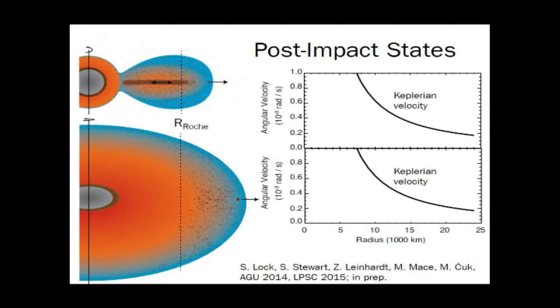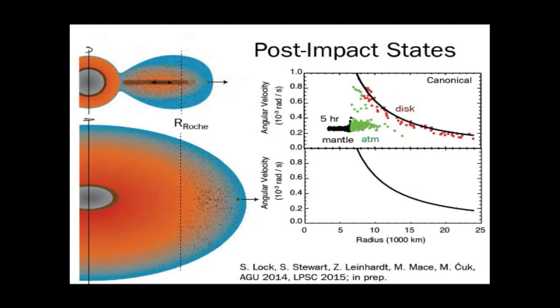And now let's look at the velocity profile through the canonical case. This is the canonical case. These red particles are the disk. They are basically in Keplerian orbits, these particles. And then there's a bit of interaction with the atmosphere and into the mantle. And I'm not showing the core in this plot.